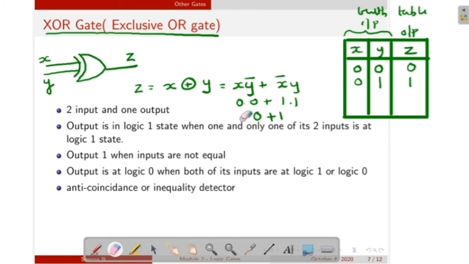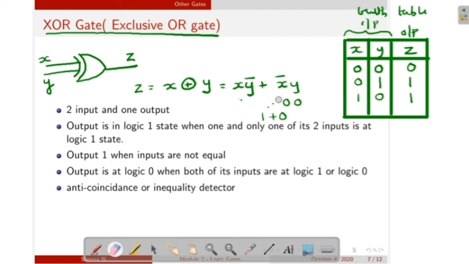Then next one, X is equal to 1 and Y is equal to 0. Here X is equal to 1, Y bar is equal to 1, or X bar is equal to 0, Y is equal to 0. Here also 1 or 0, here we get the output as 1.